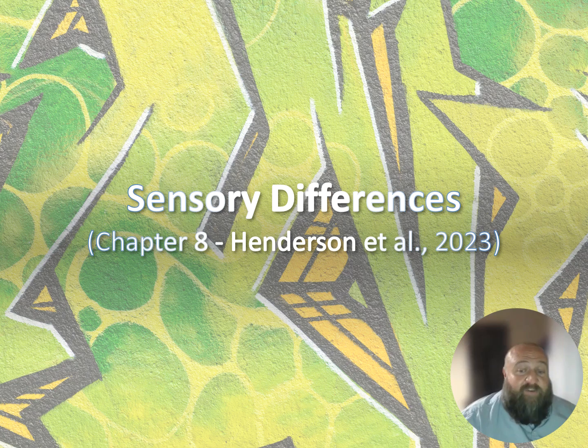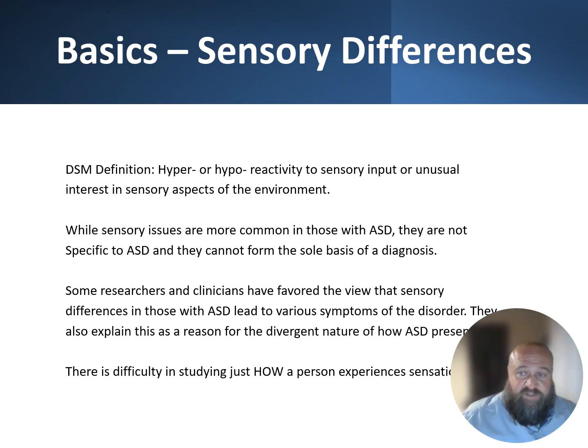All right, so I have been teasing that we're in the home stretch. This is officially it, folks. This is the last chapter I'm going to be covering. So the light is at the end of the tunnel. In many ways, I think I saved the best for last, because this last chapter we're going to be covering deals with sensory differences as a feature of autism spectrum disorder.